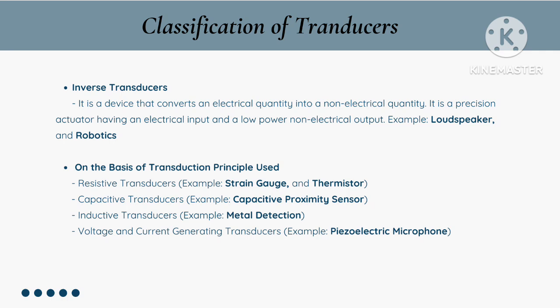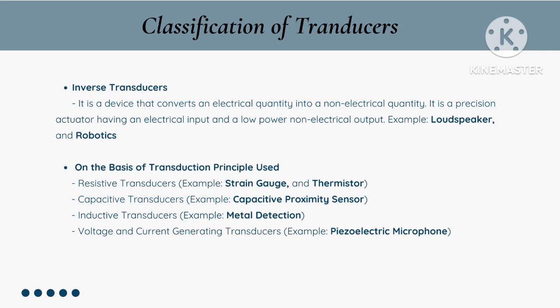Then we have inverse transducers. It is a device that converts an electrical quantity into a non-electrical quantity. An inverse transducer works the opposite way of most typical transducers. The transducers I covered earlier convert a physical quantity like temperature or pressure into an electrical signal. An inverse transducer takes an electrical signal and converts it into a non-electrical output such as mechanical movement, sound, or light.